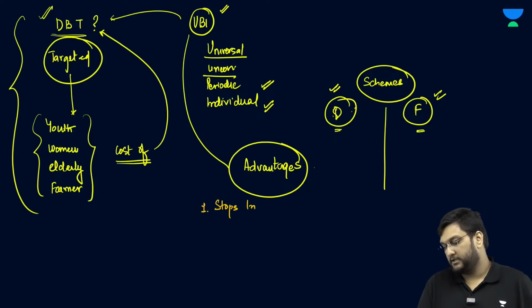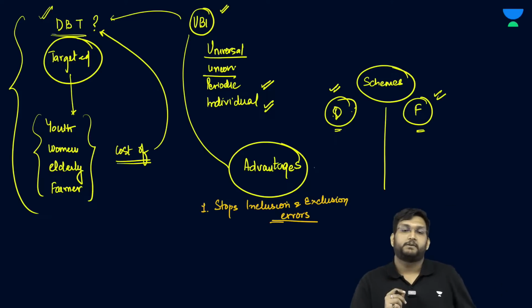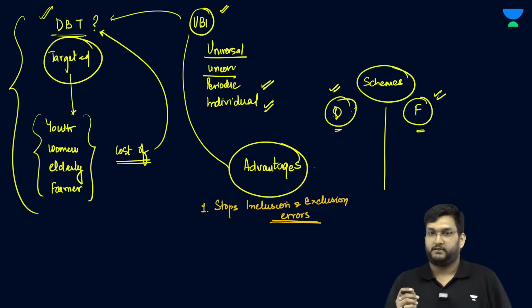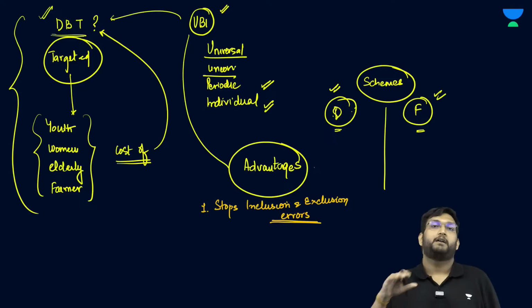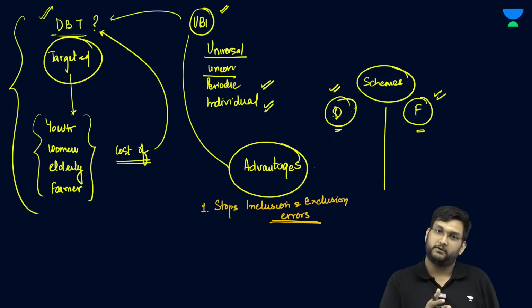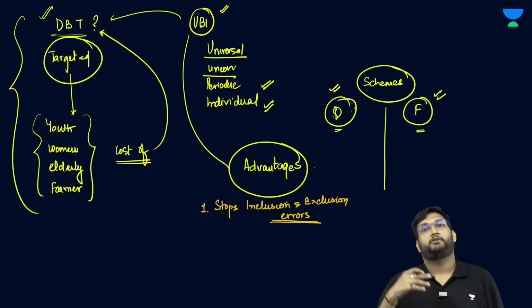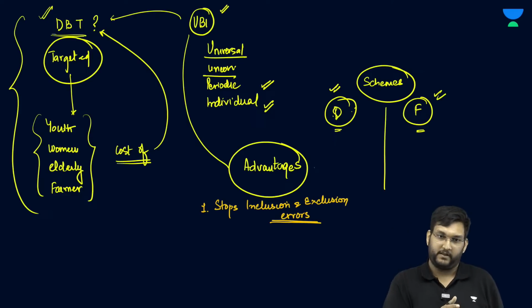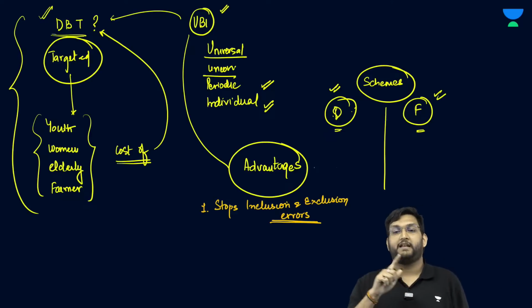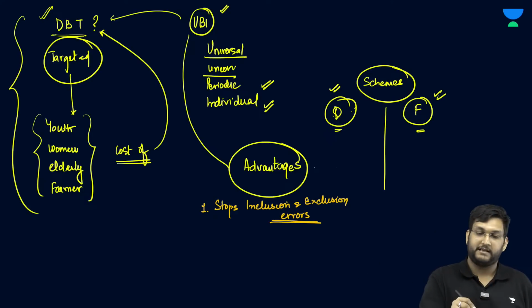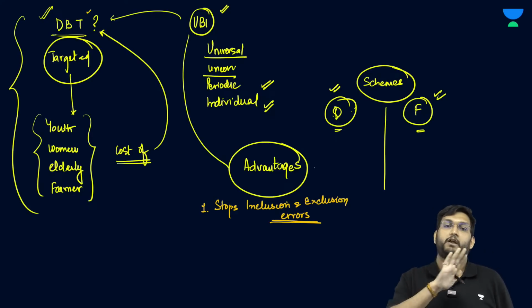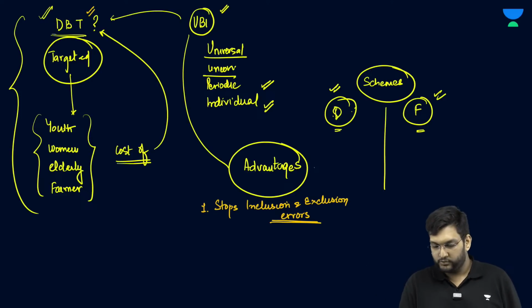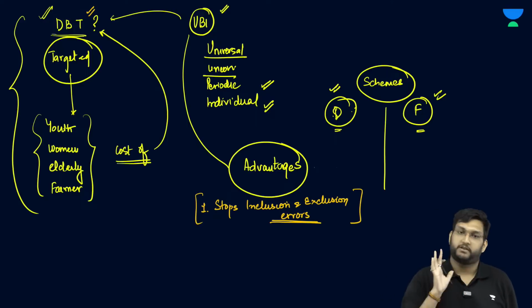inclusion and exclusion errors. Now, this is a very interesting concept, which is that, see, no scheme is perfect, and at the grassroots level, there will always be error. Somebody had to be included, but he or she did not get included. Somebody had to be excluded, but he or she is part of the scheme. So there will always be inclusion and exclusion errors if there is a DBT based understanding, and therefore as soon as you go for a universal scheme, you stop the inclusion and exclusion error.